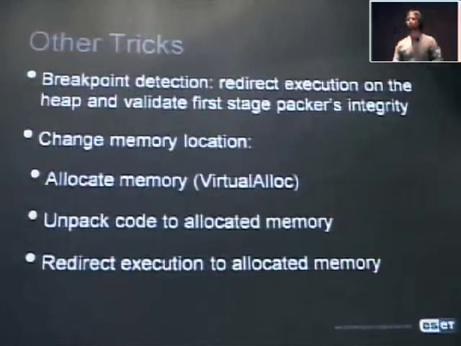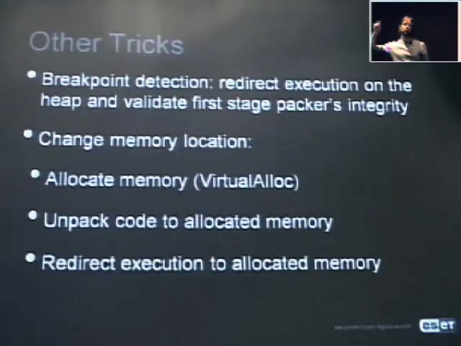There has been a bunch of other tricks that could be seen inside Storm. For example, breakpoint detection, where they will allocate a little loop on the heap and execute it, which will parse the code, and if they find a software breakpoint, then they will stop execution. And also, they would redirect the execution to a new memory location, making it harder to dump memory because you're not executing the executable in its original position. They allocate memory somewhere else, and then they execute the code from there.